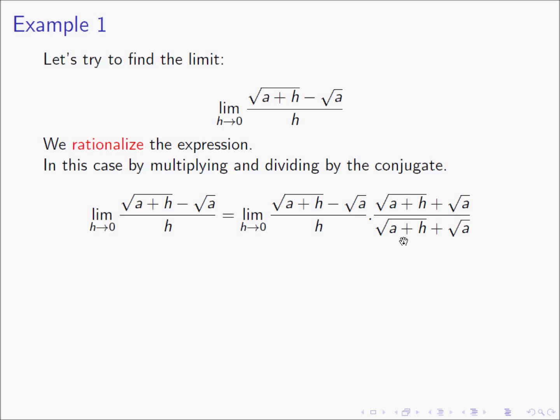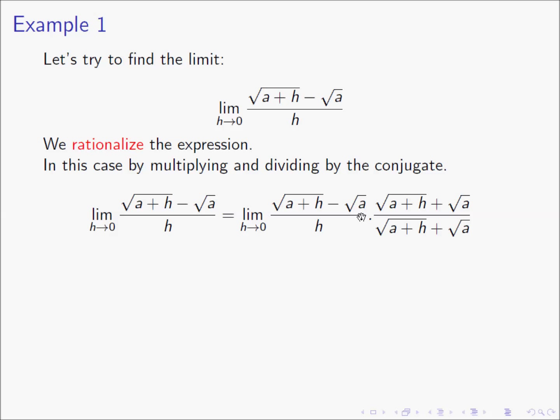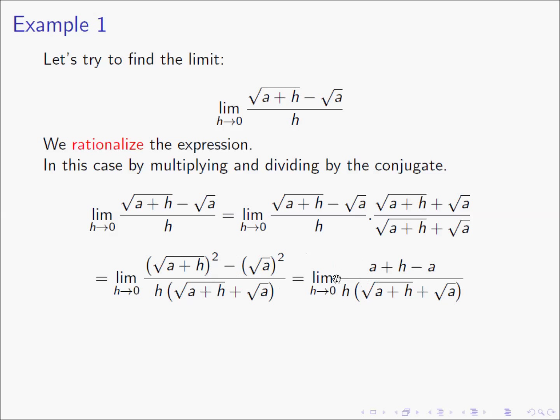So this factor in reality is only 1. When you multiply a fraction by 1, you're not really doing anything. But the trick here is that if we multiply these two factors in the numerator, we get this expression, this difference of squares. And here the square root disappears because it is squared. So we get a plus h minus a, and the a cancels with this other a. We get this expression, and now we can cancel the h.